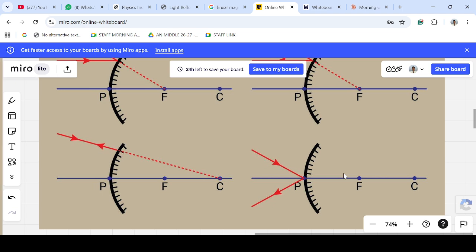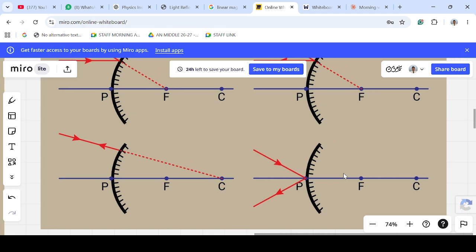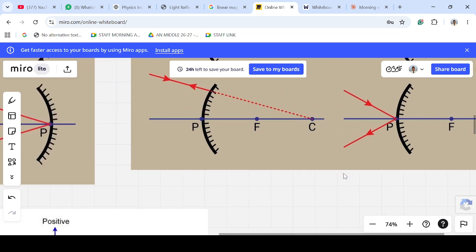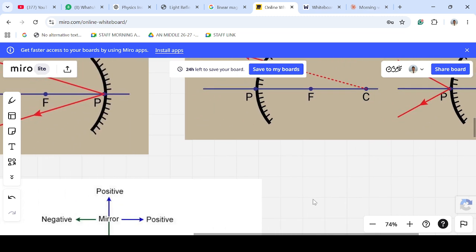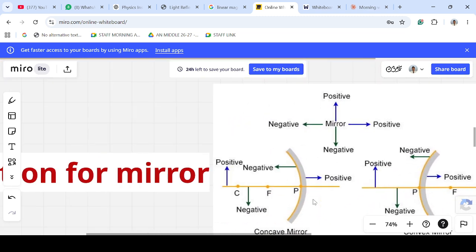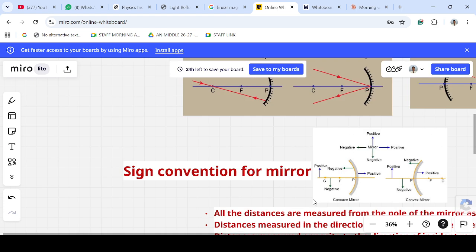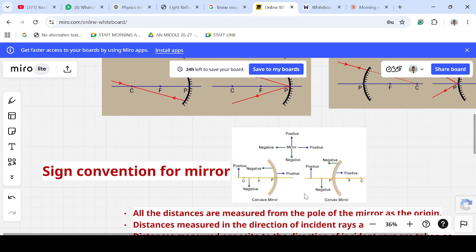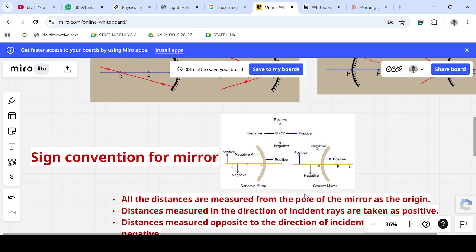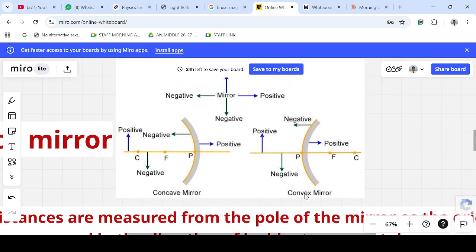So these rules, my dear students, you need to follow to understand how to draw the ray diagram. Another important thing you kindly see here, make a note, that is your sign conventions of a mirror. What are the sign conventions of a mirror?